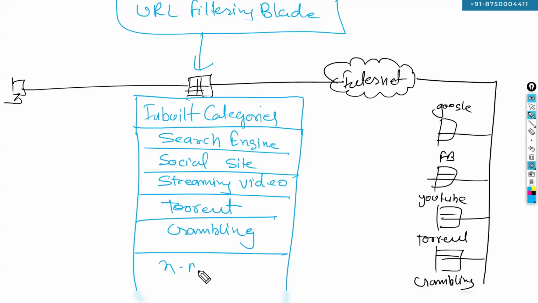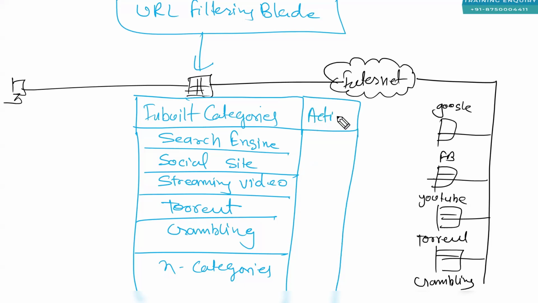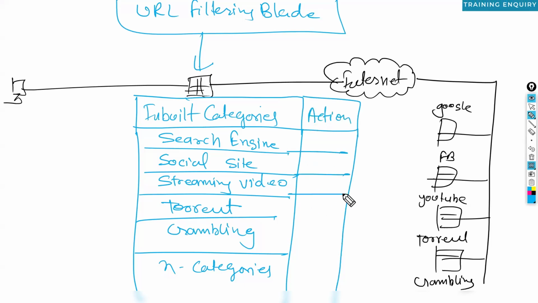Like this, we have n numbers of categories there. By default, everything is allowed. So what you can do now, you can also define the action. Like, search engine should be allowed, social site should be allowed, streaming video allowed, block torrent, block gambling, block any other categories. It is up to you. You want to allow them or you want to block them.